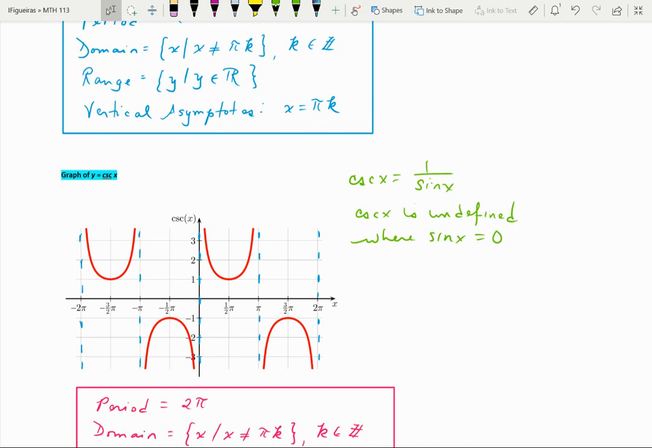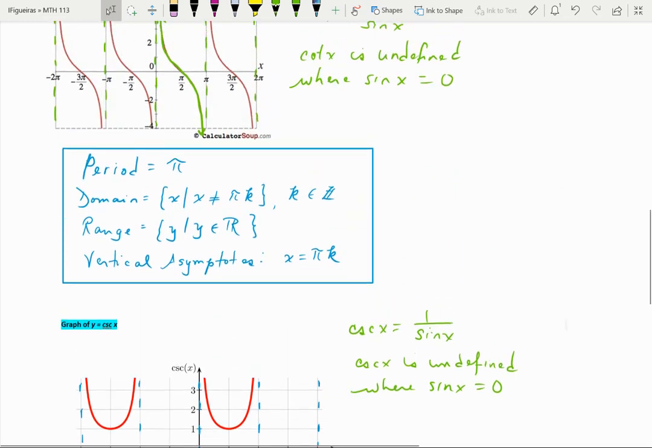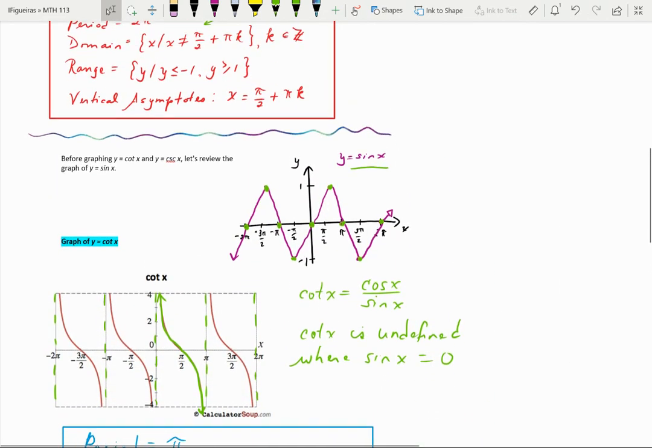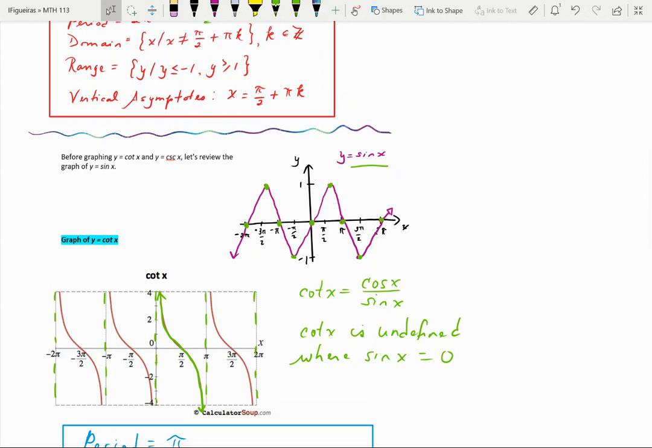So again, let's relate this back to my sine function. Let's go back to sine. Let's just look at a couple. At pi over 2, sine value is 1. And at 3 pi over 2, sine value is -1. So remember that. Sine of pi over 2 is 1. Sine of 3 pi over 2 is -1.